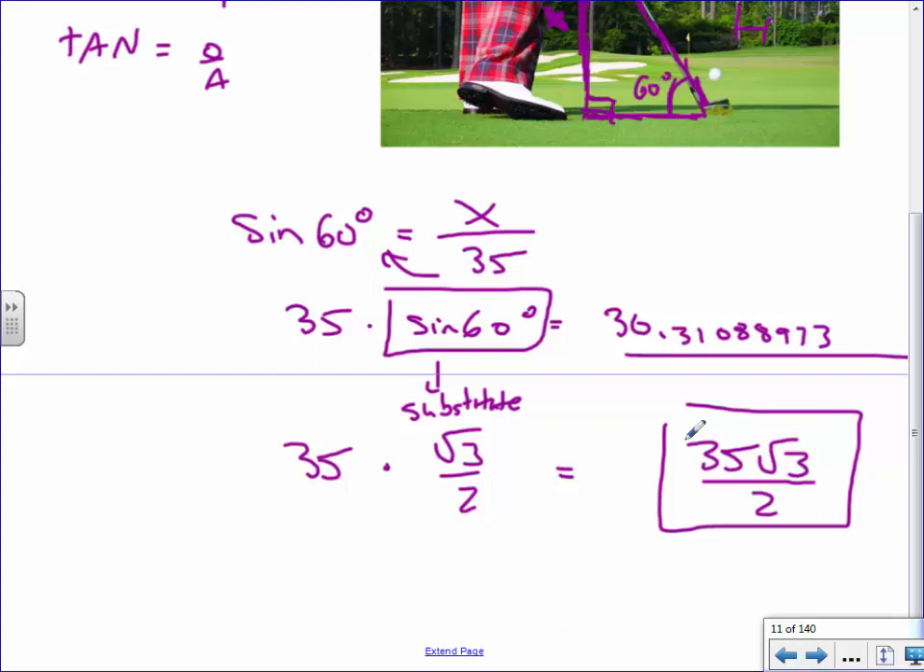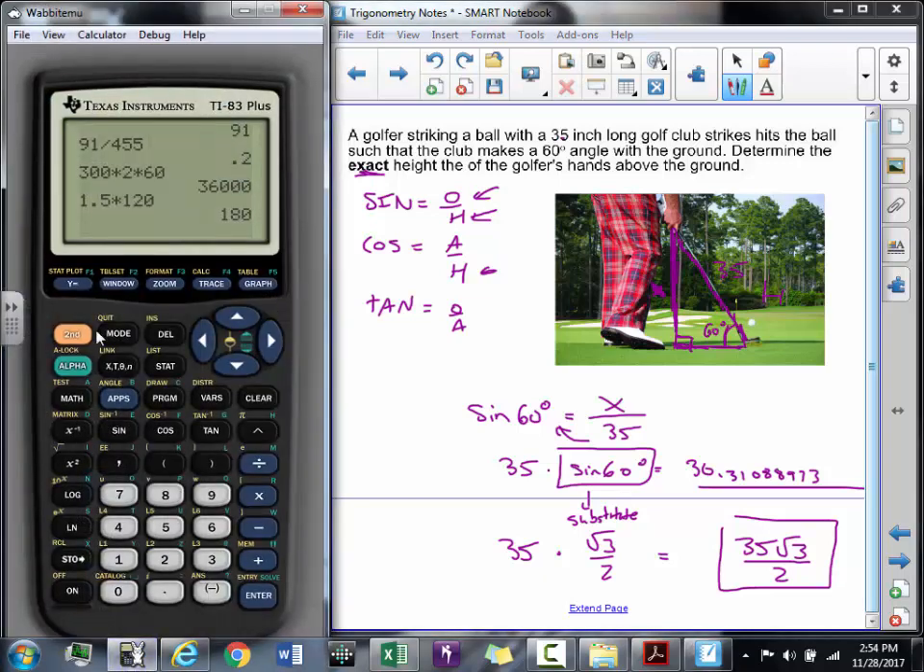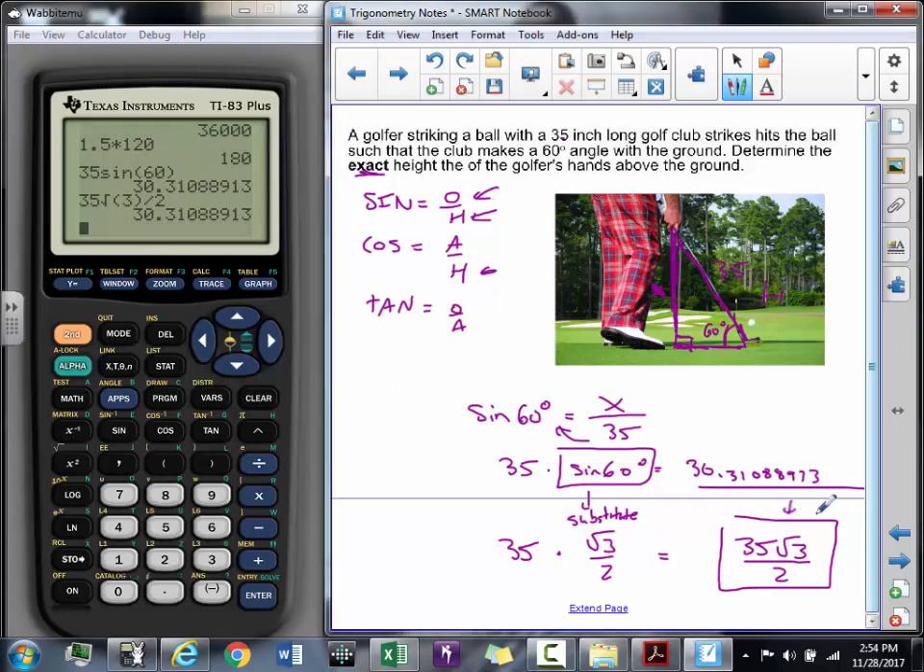What I've done is I've replaced the sine of 60 with something else. Watch this. I'm going to grab my calculator now. Let's make sure my mode's on degrees. Previously, I did 35 times the sine of 60, and hopefully you were in agreement with me. That is not going to work very well as an exact value. Now, we can cheat in our calculators and store it or write down all the digits. But this is exact: 35 square root 3 divided by 2. That gives me the exact same number, only this is unrounded.